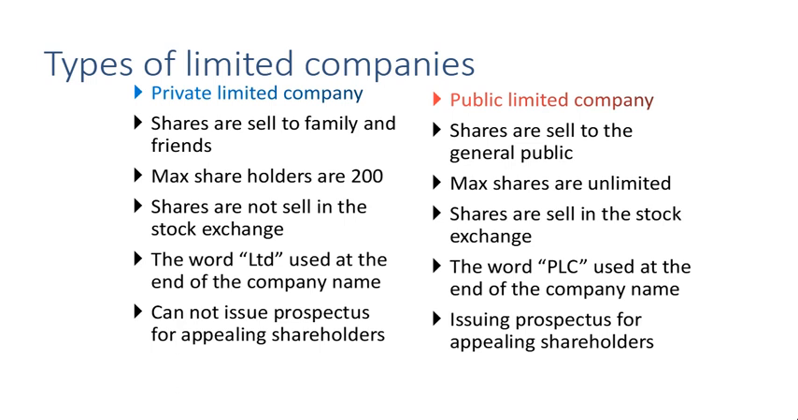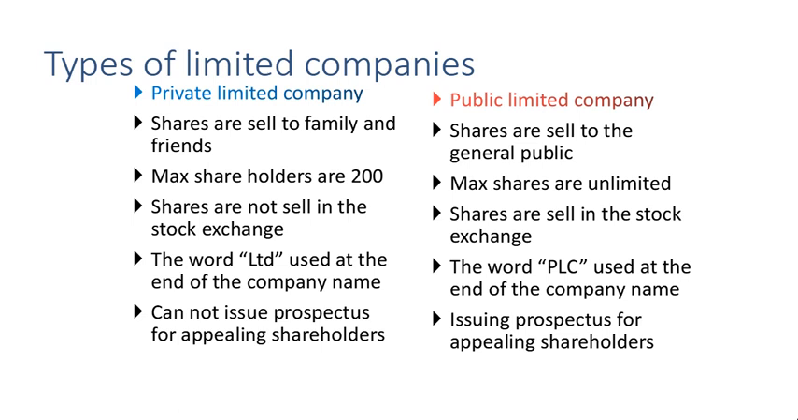Here in short we understand the difference between both of them, but I can make a separate video on each. The first difference is that in a private limited company, shares are sold only to family and friends, but in a public limited company, shares are sold to the general public. A second difference is that the maximum number of shareholders is 200 in a private limited company, but in a public limited company, the number of shareholders is unlimited. The third difference is that in a private limited company, shares are not sold in the stock market, but in a public limited company, shares are sold in the stock market.